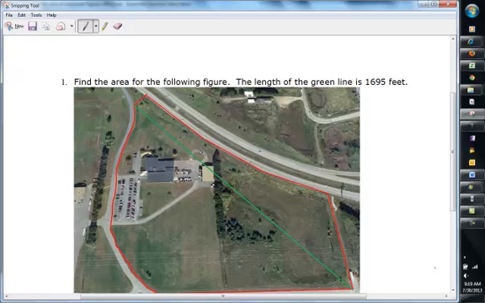Okay, so I'm going to measure that in centimeters, and in centimeters, I get 15.5. So 15.5 centimeters is 1,695 feet. Now let's measure the lines here. Let's make another line.